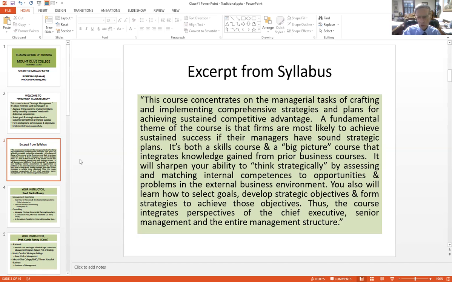It's both a skills course and a big picture course that integrates knowledge gained from prior business courses. It will sharpen your ability to think strategically by assessing and matching internal competences to opportunities and problems in the external business environment. You'll also learn how to select goals, develop strategic objectives, and form strategies to achieve those objectives. Thus, the course integrates perspectives of the chief executive, senior management, and indeed the entire management structure. So that's it in a nutshell. That's what this course is about.